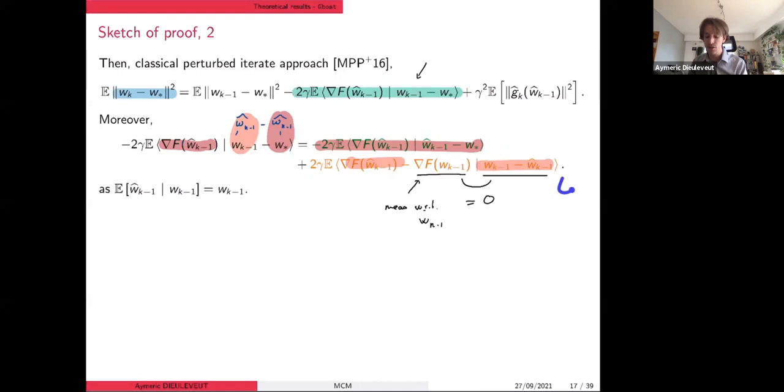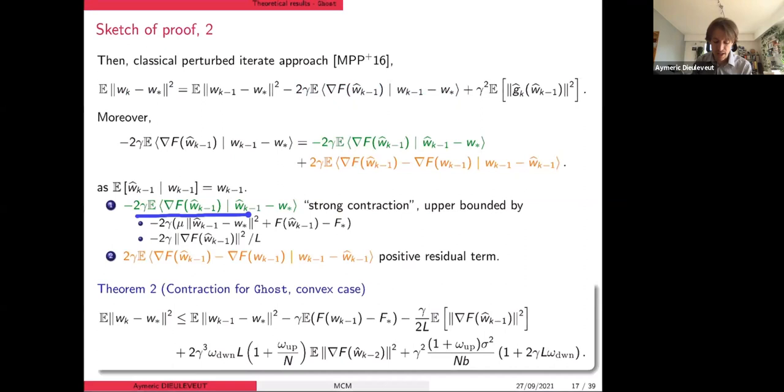So let's give a bit more details. Why do I say that this is a strong contraction? Because typically when we do non-perturbed iterate analysis, we get this quantity, but with omega k instead of omega hat k. And here we have something at the perturbed point. And I'm saying that it's at least as good as what I would get at the normal point. And why is that? Because even if this function is not always convex with respect to w hat k minus one, what we use it to lower bound it is typically convex.